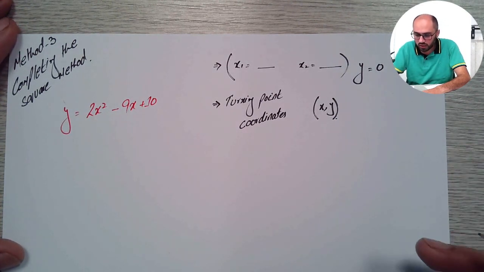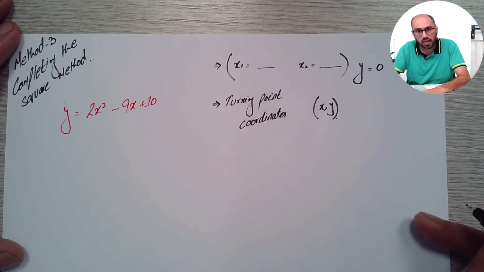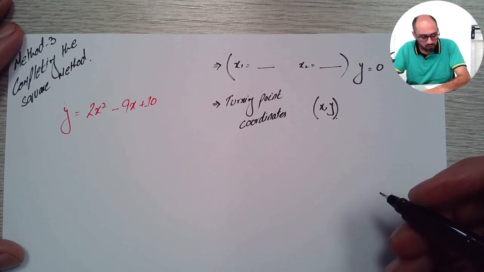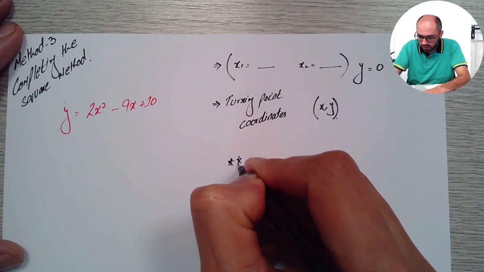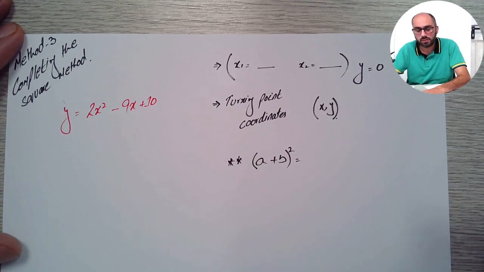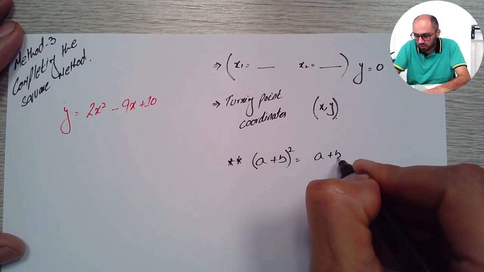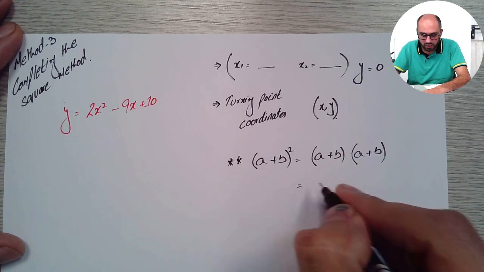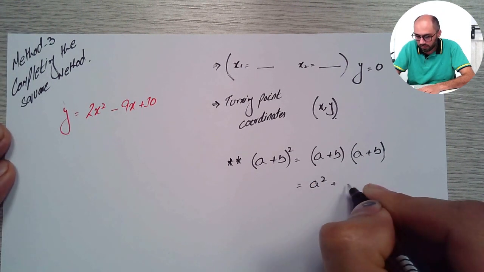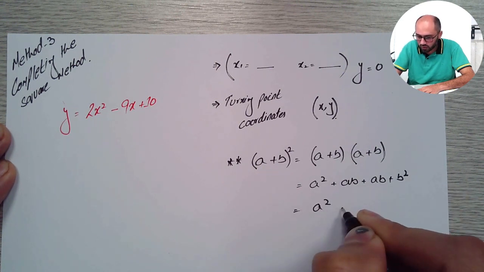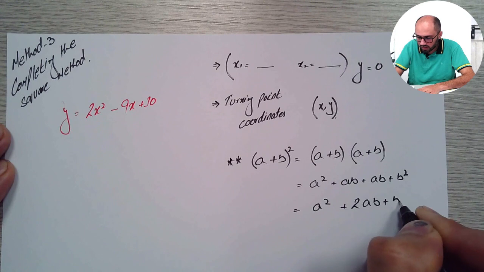Now before we look into this method and see how we make use of this method to find the requested information, I would like to ask you to quickly expand this expression. Now I know from my experience, if I ask you to expand this expression, some students will write it down twice and then they will expand the brackets. And when you expand the brackets, you will end up with a squared plus ab plus ab plus b squared. And that will give you a squared plus 2ab plus b squared.